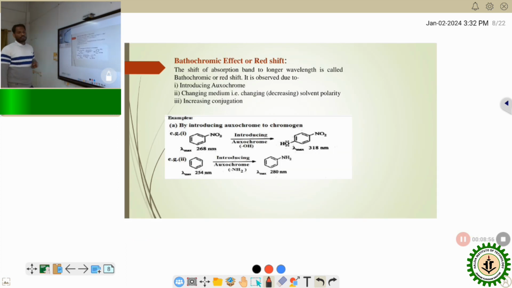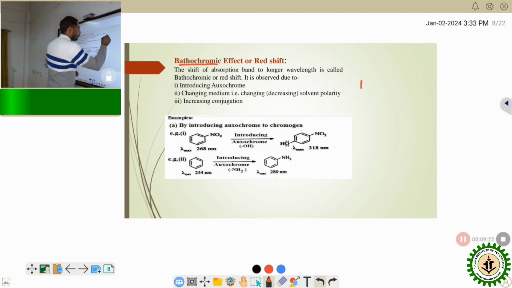Now, what is bathochromic shift or red shift? This is a shift of absorption to a longer wavelength region. That is, when an oxochrome or chromophoric group is present in the molecule, the absorbance shifts towards a longer wavelength region. And this type of shift is known as red shift or bathochromic shift.